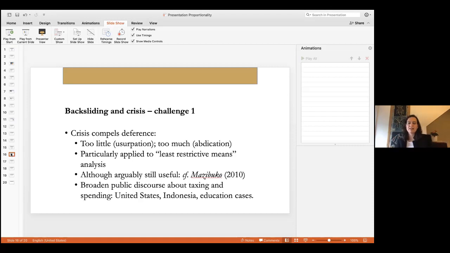So there's a lot of commentary on what is too much and what is too little deference. And certainly in some education cases analyzed in Indonesia or the United States, there has been an idea that at least proportionality can broaden a discourse, or at least the pressure on the court to look at less restrictive means can broaden a discourse about taxing and spending in the context of education and financial crisis.